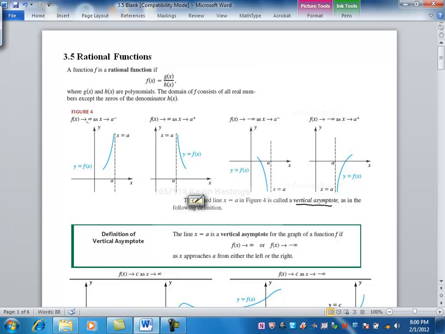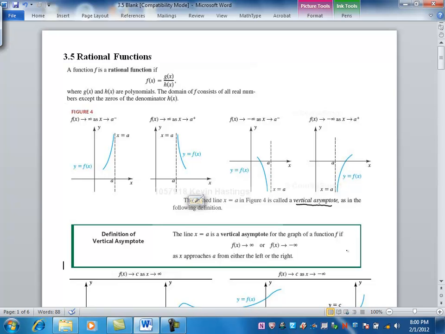The y values approach infinity. That's what the little arrow means, approaches, as the x values approach a from the left. Here we go, a from the left, and the y values are approaching positive infinity. Here you see the x values are approaching a from the right as the y values go to infinity. Here the x values are approaching a from the left, and the y values are going to negative infinity. Here we approach a from the right as the y values go to negative infinity.